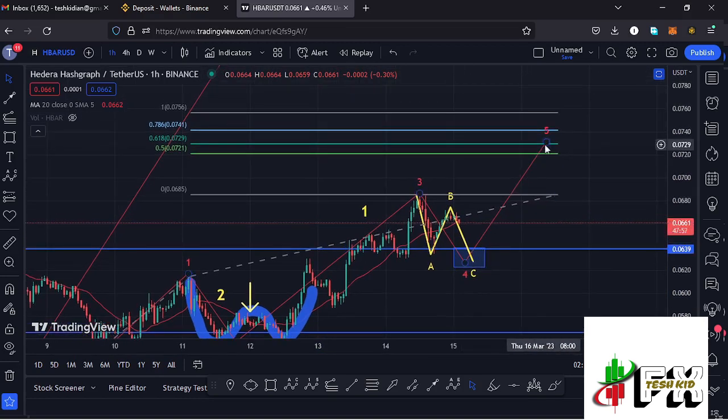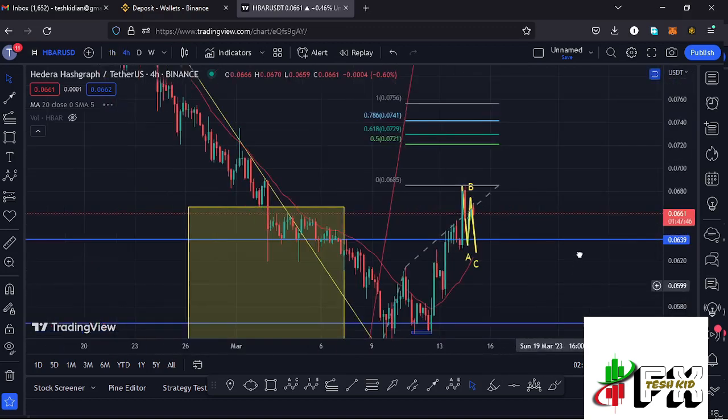So the moment we see a corrective structure in the formation of this wave 4, then expect another explosive move to the upside, giving us a peak at around the $0.0729 mark as the minimum in the formation of that wave 5 to also complete the formation of that larger Elliot wave count 1. So that is what I'm expecting here on the short term scenarios.